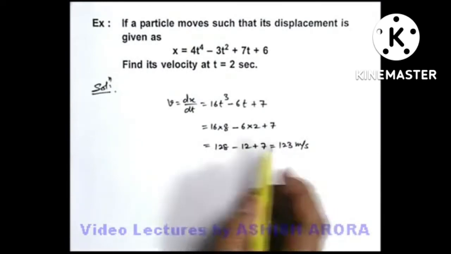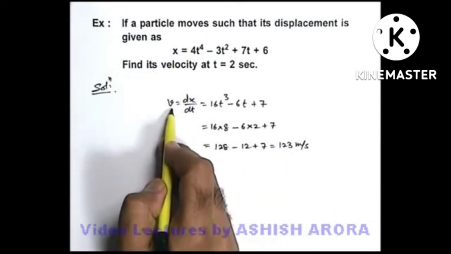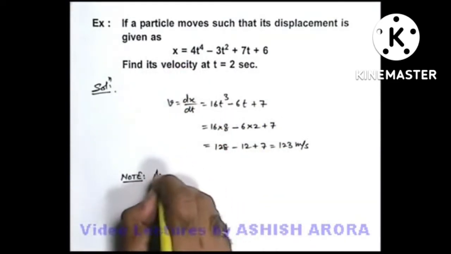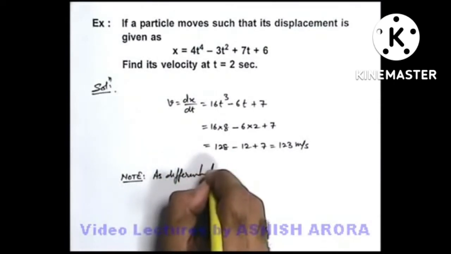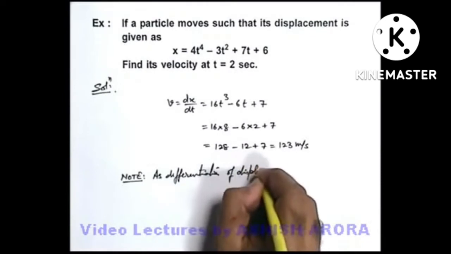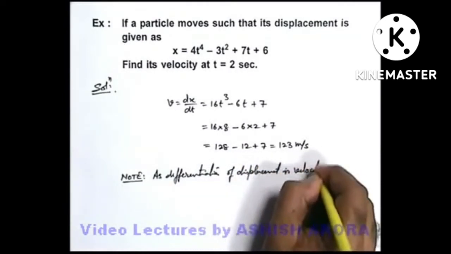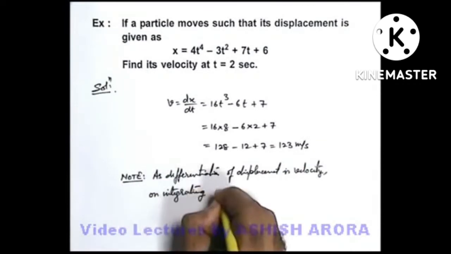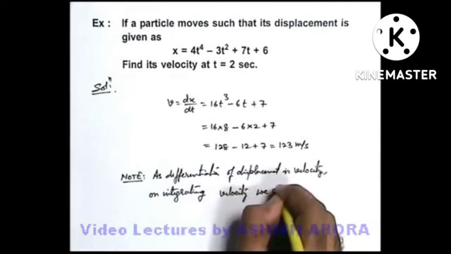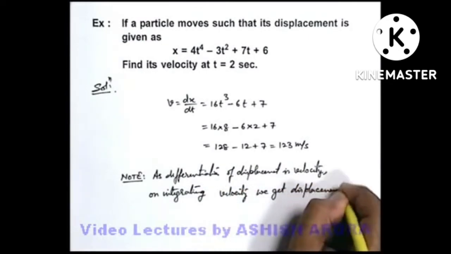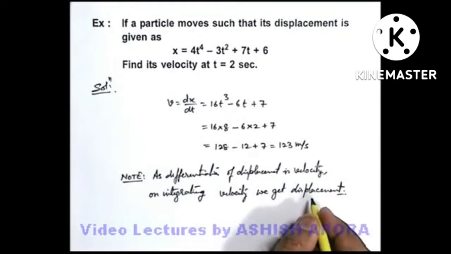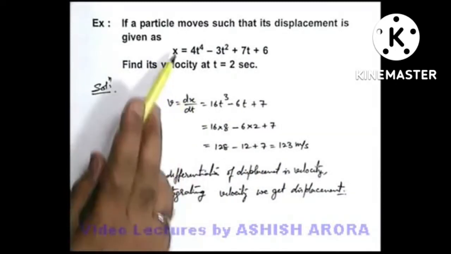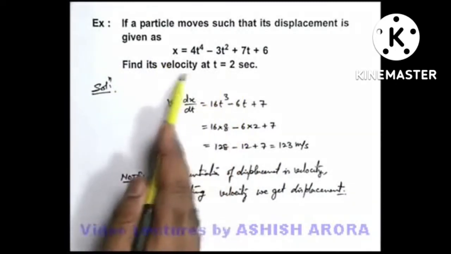So keep it in mind directly that on differentiating the displacement with respect to time, we get the velocity. You can also write down a note which gives you a relation between velocity and displacement: differentiation of displacement is velocity. On integrating velocity, we get displacement. We'll also take up some applications based on this. As far as such questions are concerned, where you are just given the displacement and are required to find the velocity, you just need to differentiate it and substitute the value of time when you are required to calculate the velocity.